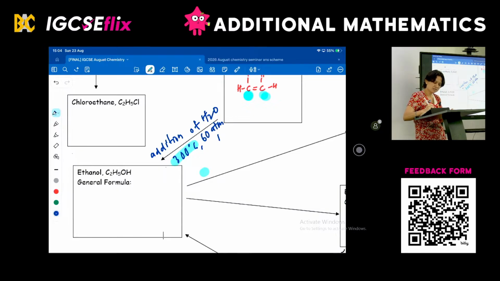The catalyst is phosphoric acid, but you don't need to remember phosphoric. You just remember acid. Just remember acidic conditions. Okay? 300 degrees Celsius, 60 atmosphere.